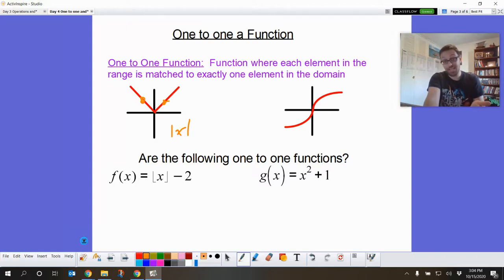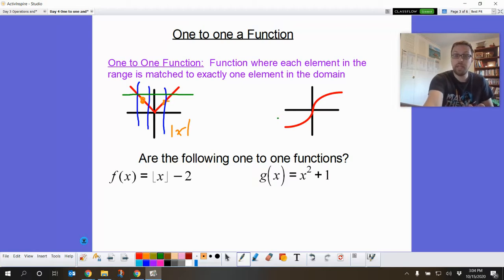A way you can check if it's a one-to-one function is if it passes our vertical line test. So this totally passes our vertical line test. However, it fails the horizontal line test. So it has to pass a vertical and horizontal line test. If we looked at our cubic function over here, it passes the horizontal line test. So x cubed is one-to-one.